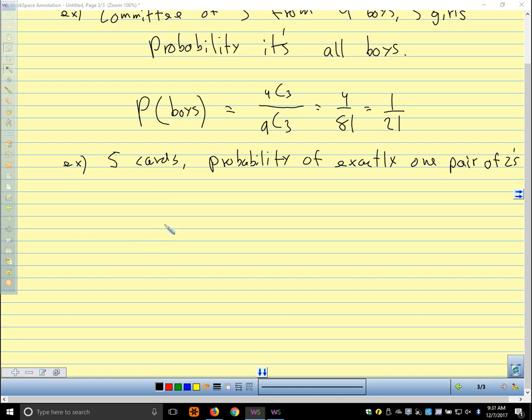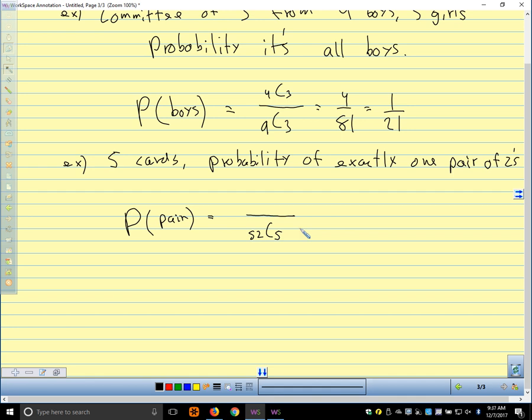All right, so we're going to say probability of one pair. It could be a pair of pretty much anything. One pair of 2s. All right. So out of a deck of cards, how many ways can we pick 5 cards? We're picking 5 things out of a group of 52. So that's going to be 52C5. That's our total number of outcomes. That's the total number of ways we could choose 5 cards out of the deck.